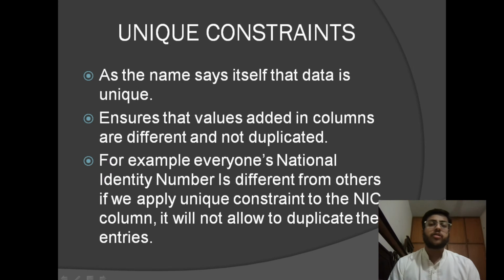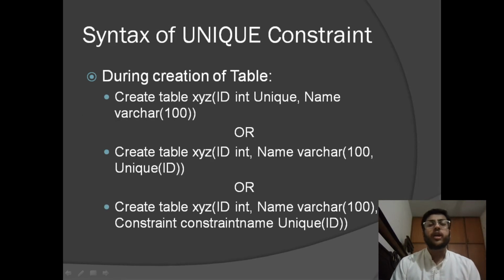Starting off with the unique constraint. As its name says, the data has to be unique. Data added within the column cannot be duplicated. It has to be different. It has to be unique from other values that are added within the column. For example, our national identity number. Two people can't have the same identity number, so we will apply this constraint to our national identity number. Similarly, our phone number, our emails, the attributes that cannot be the same for more than one person will fall under the unique constraint, right?